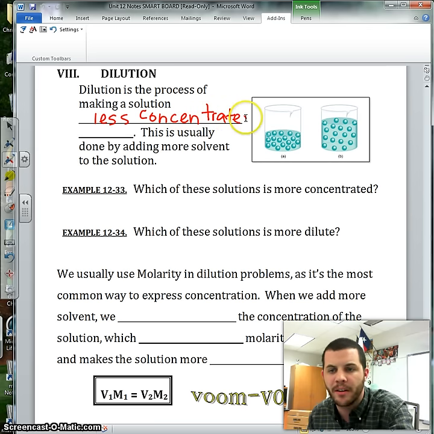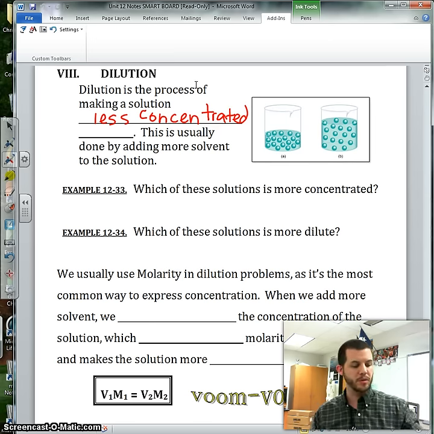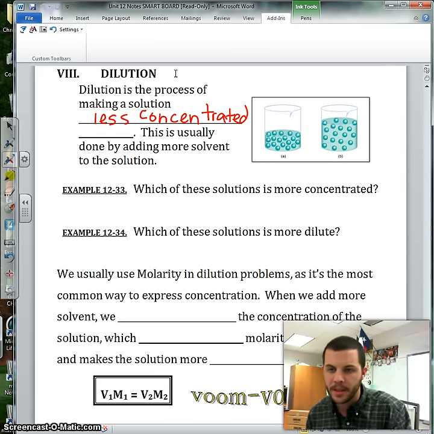So let's think about if you have some juice and you water it down with some water. You are making your juice more diluted. In the process of making it more diluted, you are making it less concentrated, because concentration and dilution are opposites.